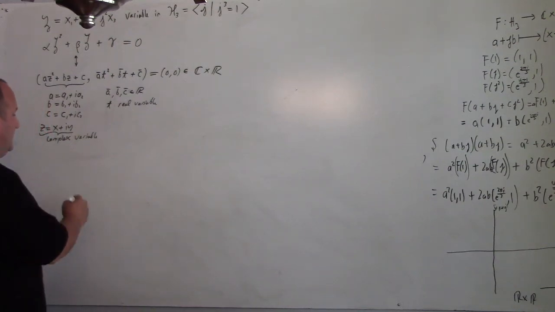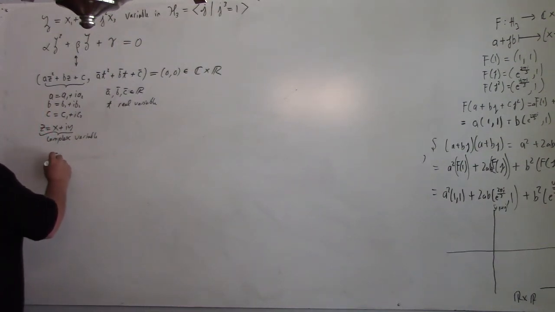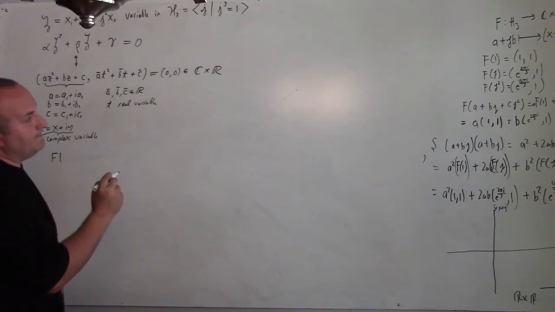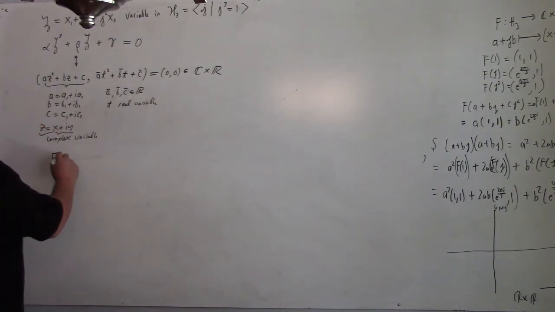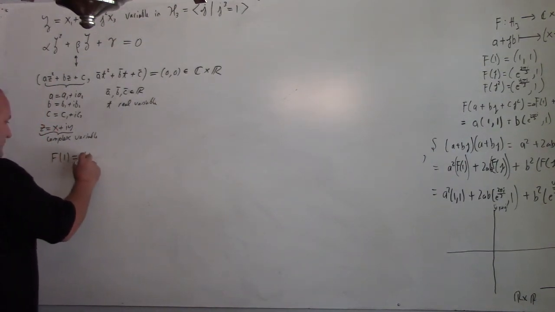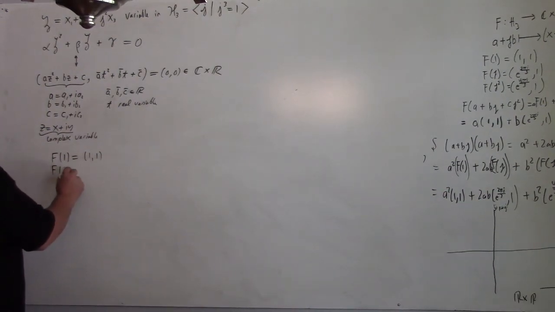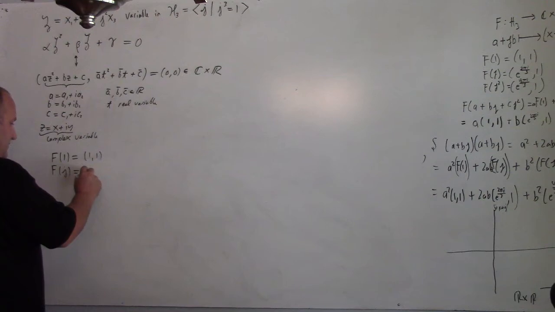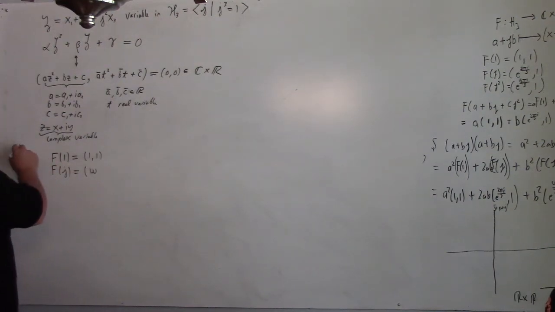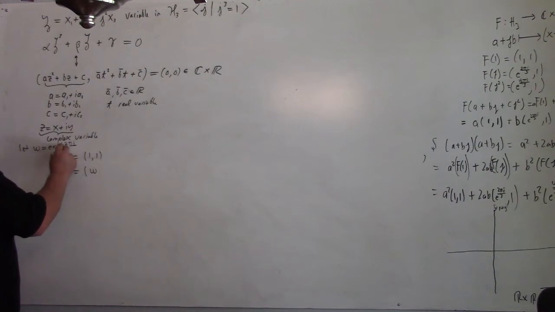Okay, so you've got f of h3. f of 1 is 1, right? And we said f of j was e to the, let's call it omega. So for the sake of not going nuts here, let omega equal the exponential of 2 pi i over 3, right?